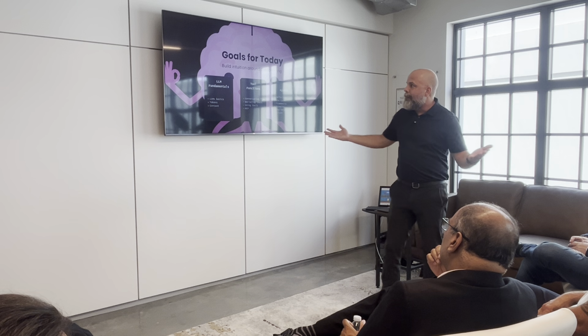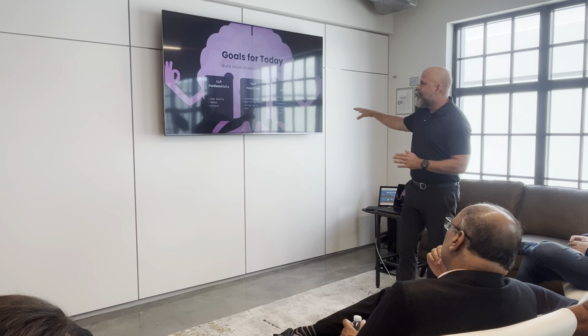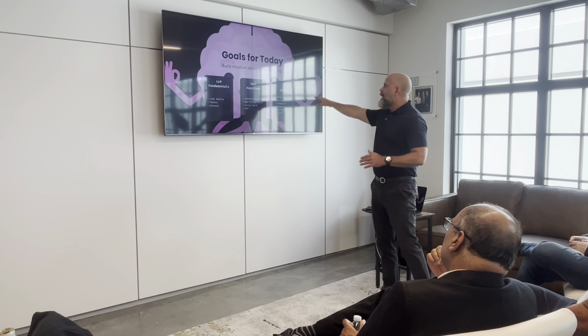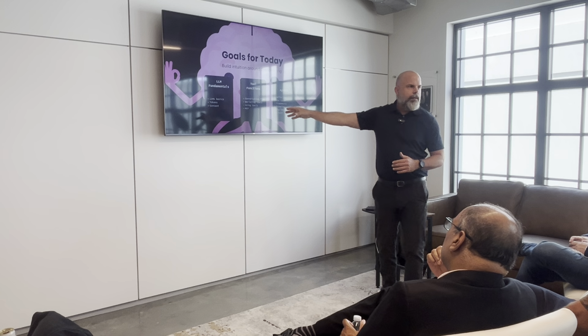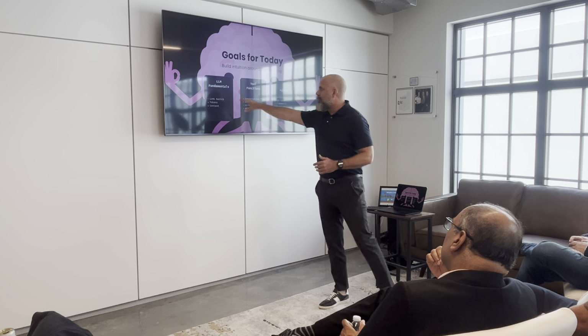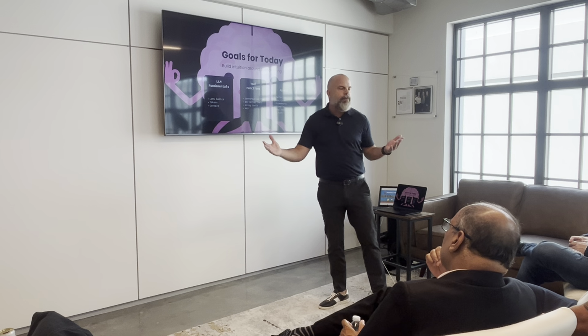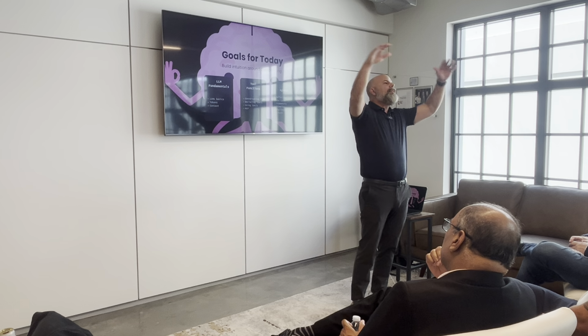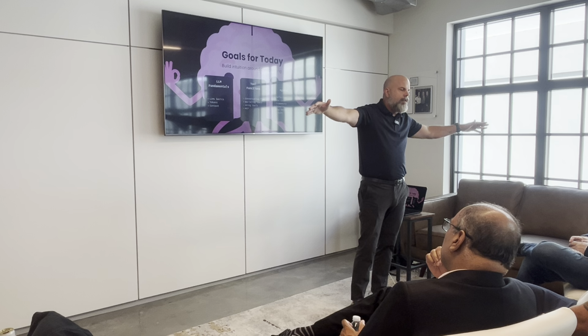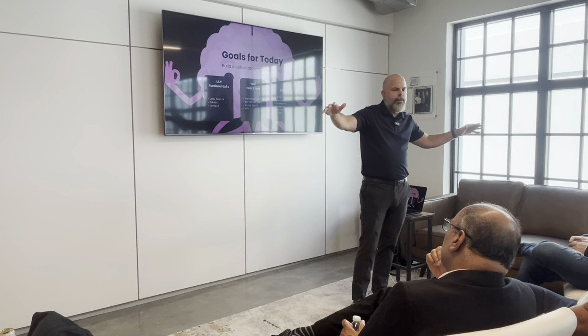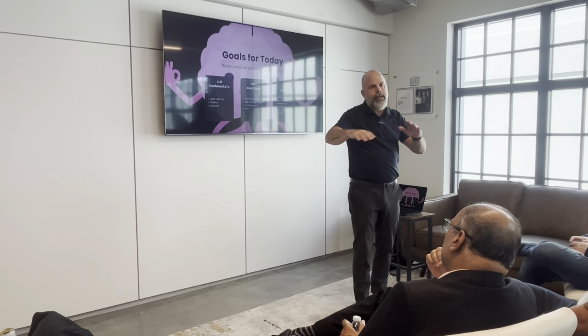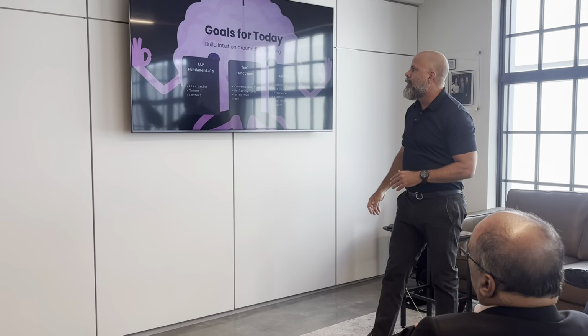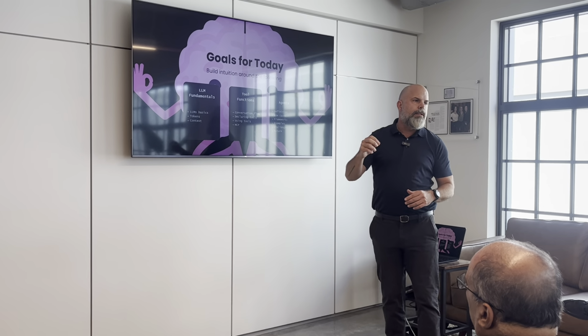What are our goals for today? Building intuition around the following. We can't start talking about AI agents until we really understand how LLMs work. And when I say how they work, we're going to talk about it at the highest possible level. We're not going to talk about transformer layers. We're not going to talk about vector space. We're not going to talk about any of that stuff. We're just going to talk about how they function.